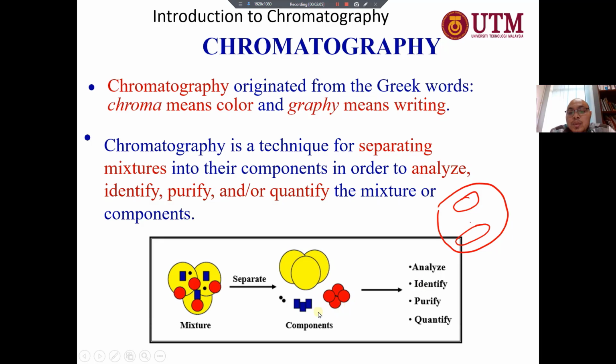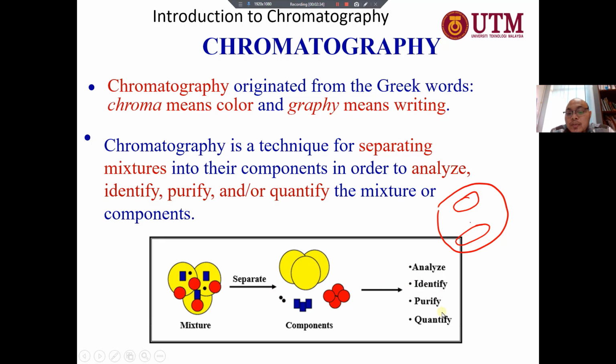Identify that we want to know exactly what is the yellow one, what is the red one, what is the blue one, what is the dot one. Or for the purification, for example, in the mixture, we want to only isolate the yellow one. So we want to remove the other three. So we extract, we separate the yellow one, we collect the yellow one, and then we remove the other three. So that is what is meant by purify.